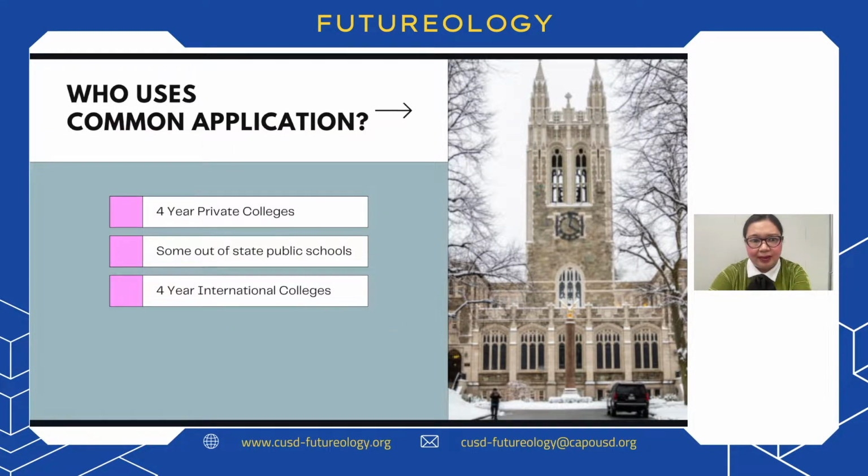And who uses the Common Application? A lot of four-year private colleges use the Common Application. If you're applying to some of the out-of-state public schools, you also might find them on Common Application. And if you're considering applying to international universities outside the USA, they also might be using the Common Application. But the point being, there's over 900 colleges and universities that utilize the Common Application. So when you're going through your final college list, always make sure that the colleges that you're planning to apply to utilize the Common Application. You can save a lot of time by filling out the Common Application.